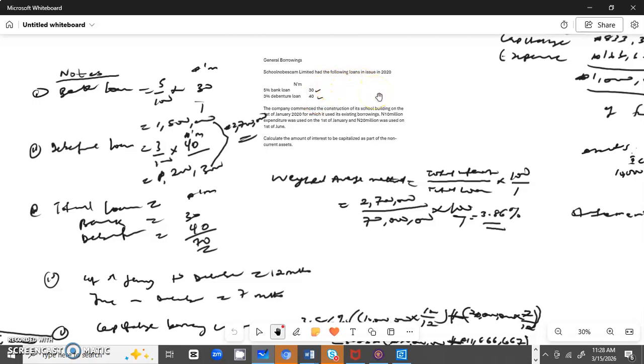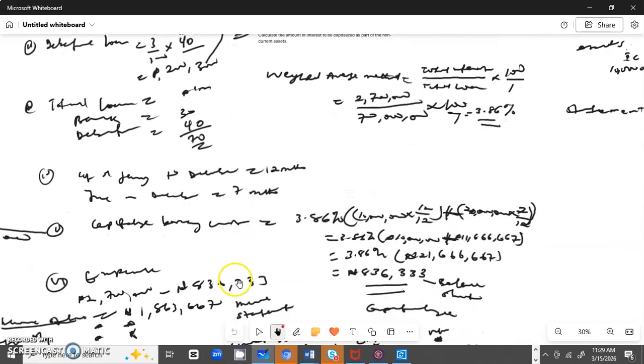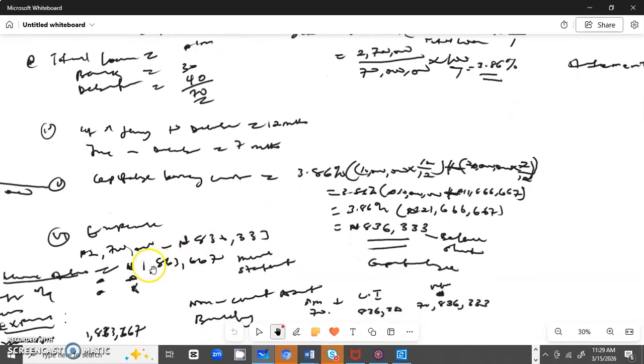Now, one thing that you need to understand is that this loan that we have here, 30 and 40 million, are the loans borrowed to finance that asset or finance the project. It is mandated that we have to pay back this loan, and the value of the asset is 70 million naira. When we computed the borrowing cost, we were able to capitalize 836,333 naira, and we have the interest expense as 1,863,767.